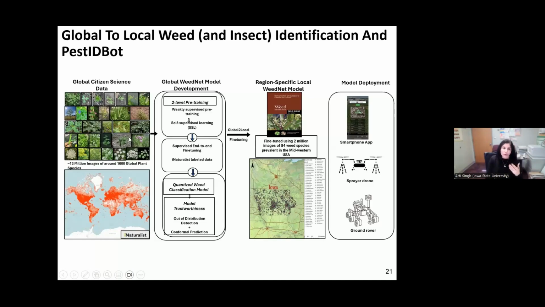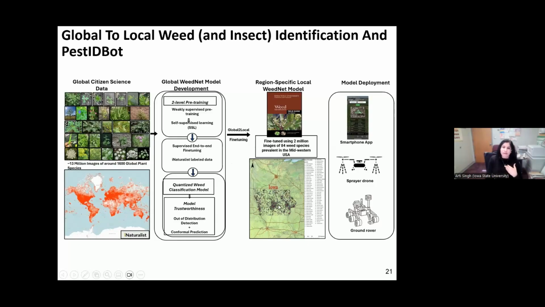A person in Florida will have different weeds, but they can very well use our global app, and they can fine tune it for their local weed species in Florida. Or a person who is in Japan and interested in identifying weeds in Japan does not have to go through the training process. They can just use our global weed ID app and fine tune it on their Japanese weeds, which are prevalent in their region.